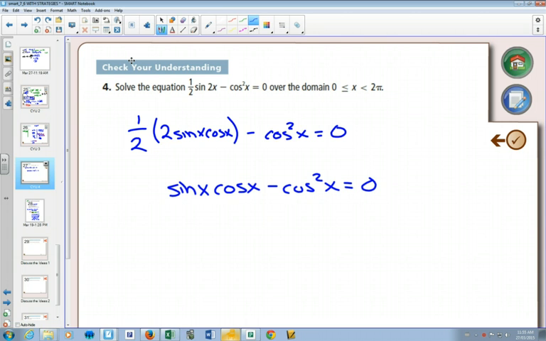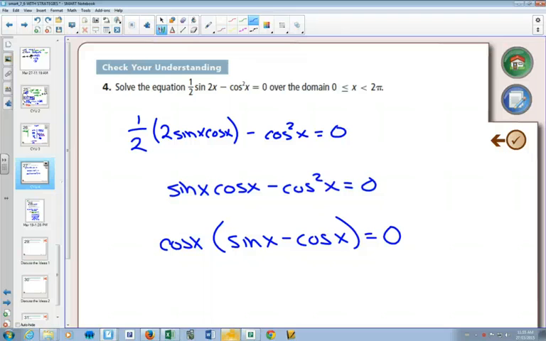Unfortunately, no matter what we do, we're still going to have sine and cos. We can't change this to be all in sine or all in cos, because we have a sine x and a cos x, and neither of those are squared. So then the factoring strategy should come up, and if you factor out the common factor of cos, at least we know that cos x equals 0.